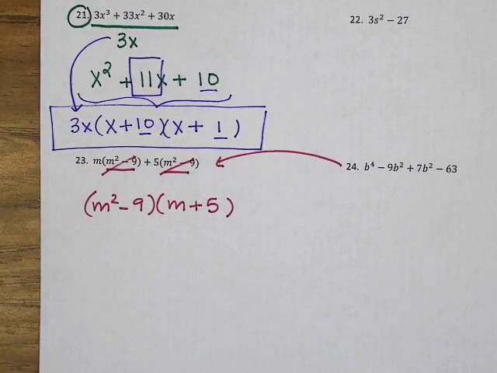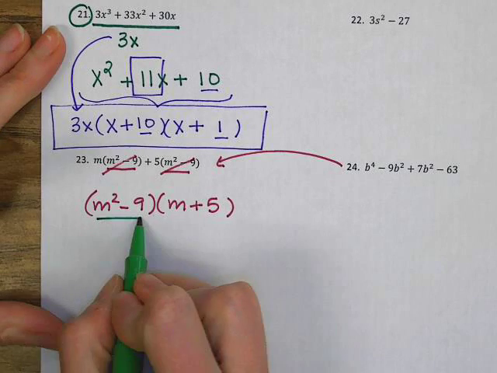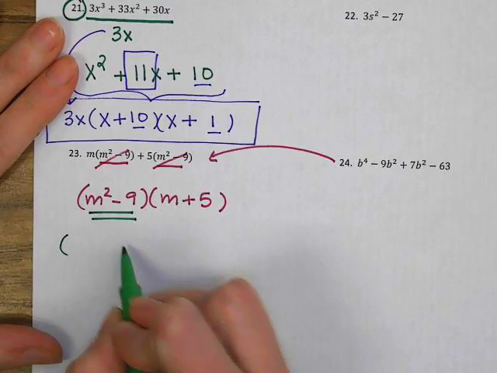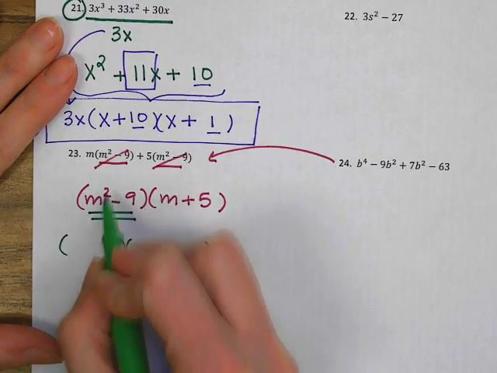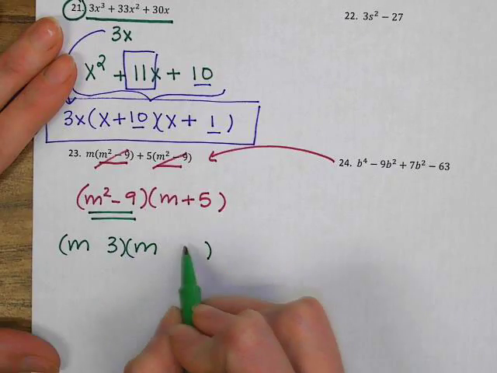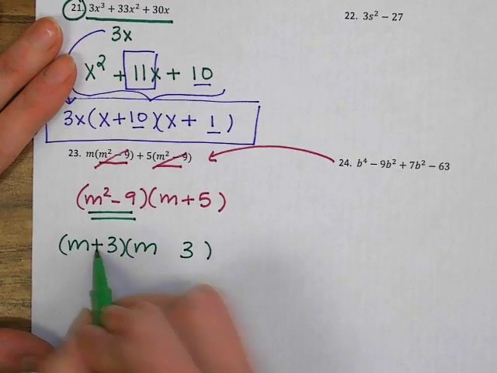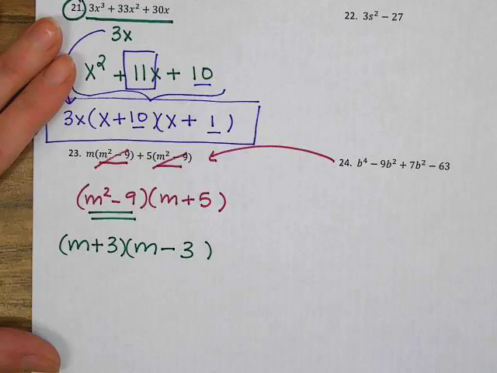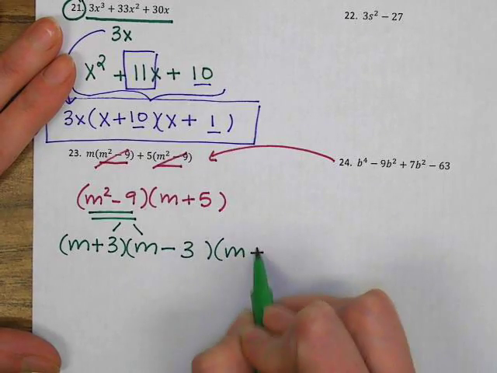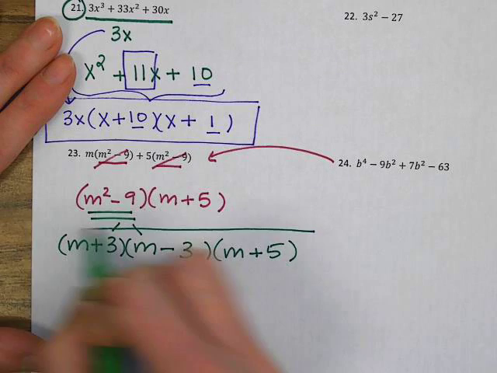But we're not done, because this is the difference of two perfect squares, so we can do more. And that factors to, so to get m squared, we need m and m. To get 9, we need 3 and 3. And then one's plus and one's minus. And then don't forget to pull down the m plus 5. And that is fully factored.